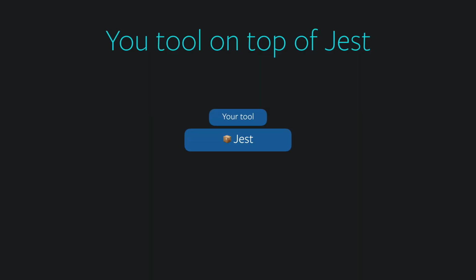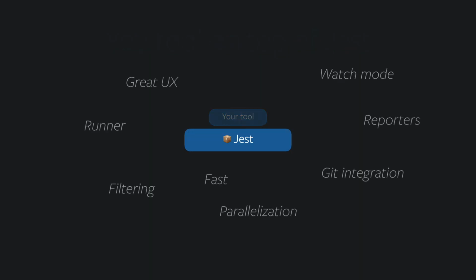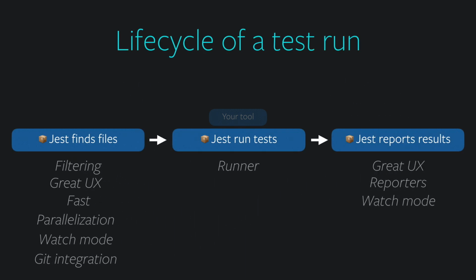But now let's take a look at how we pull our tool on top of Jest. This is great because it brings Jest features to your tool. And to better understand what this means, let's take a look at the life cycle of a test run. This happens in 3 different steps. First, Jest will find your test files. Then Jest will run your test. And in the end, Jest will report the test results.